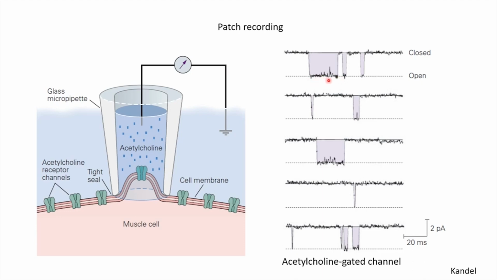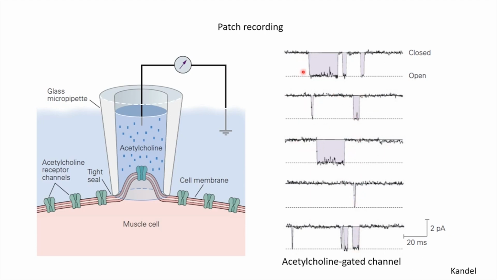So in this particular case, whenever the channel opens, there is negative deflection in the current, and this tells us that the channel is open for this time. So it may remain open for a few milliseconds. This is the time scale here, and then it can close again, and then it can open again. So if you record multiple traces, you see it opening and closing at different times.